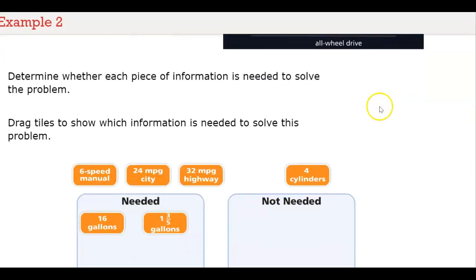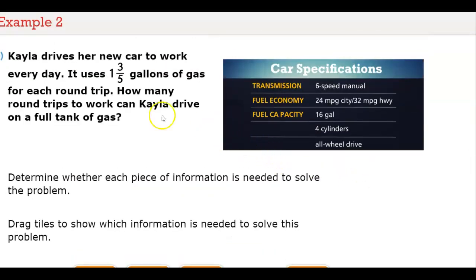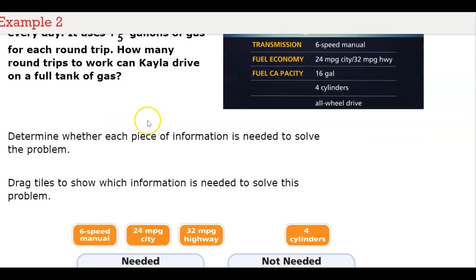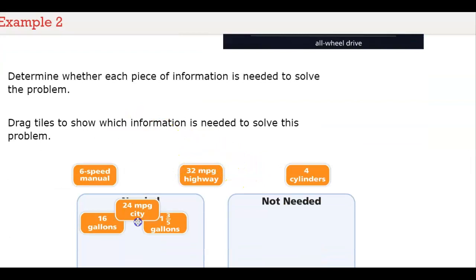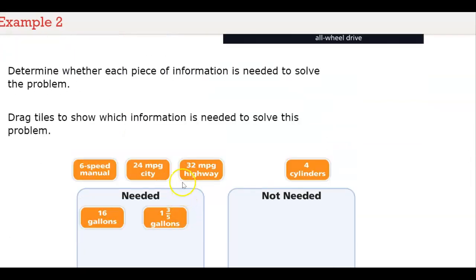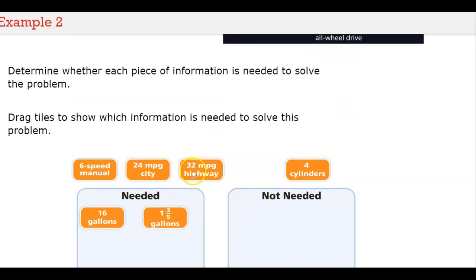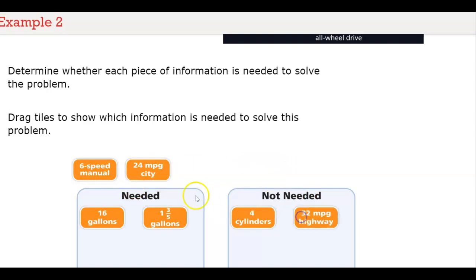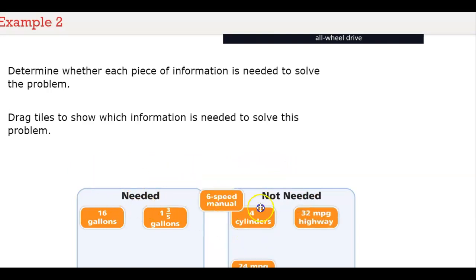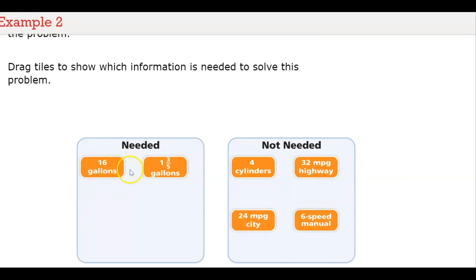Okay, so let's see. Okay, so we should need to know about that. It says it's full. So let's see. You can move around to make room. So I guess we just need those two. We don't need that right now. All right, so all we need is the 16 gallons to fill up the tank, and that it takes 1 3/5 gallons each round trip.